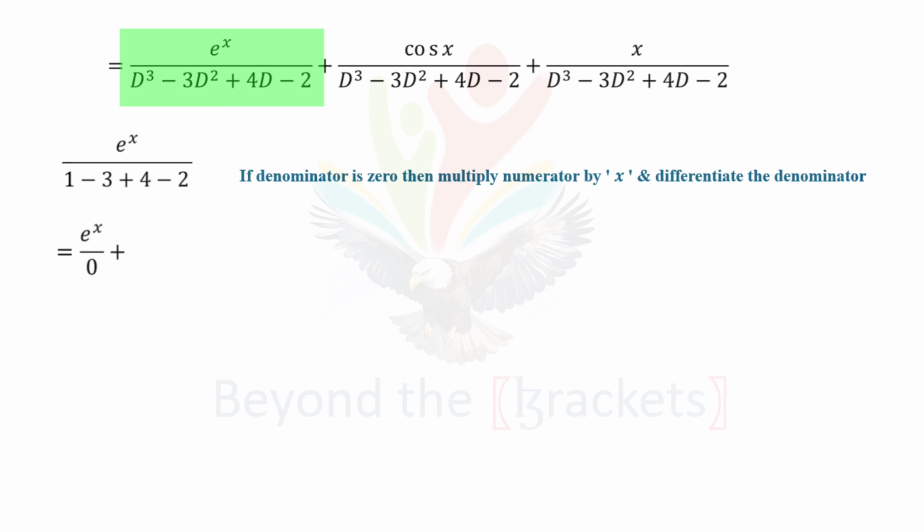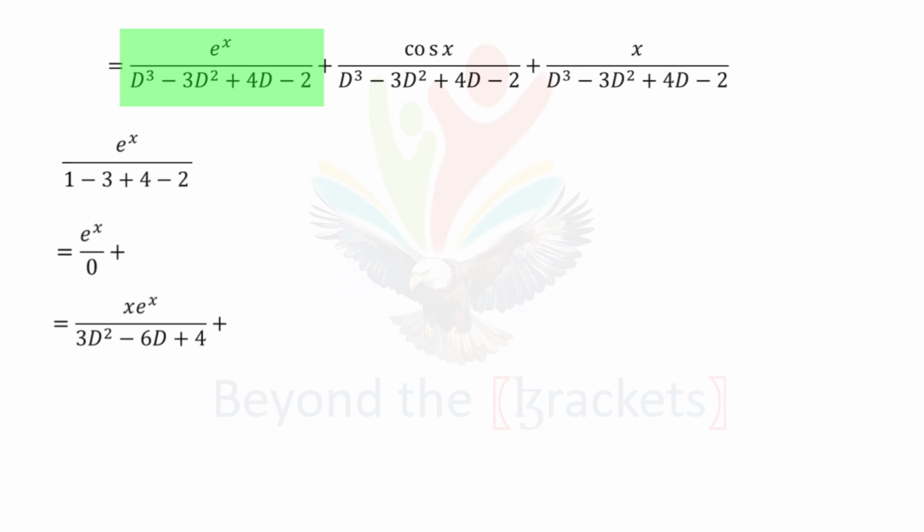Here type 1 is a case of failure. So we multiply the numerator by x and differentiate the denominator. This gives x e power x divided by 3d square minus 6d plus 4. Again substituting d is equal to 1, we get 3 minus 6 plus 4. So the first term is solved.